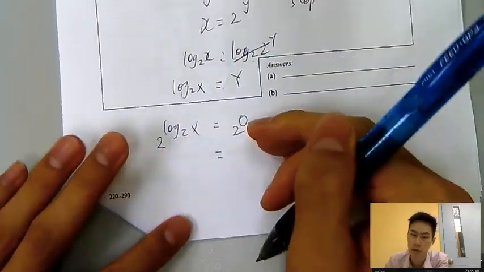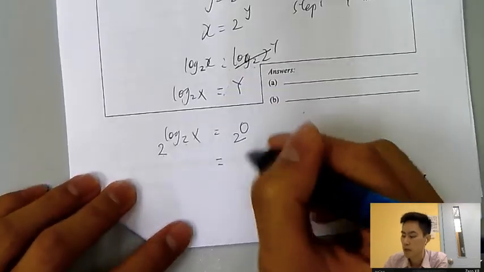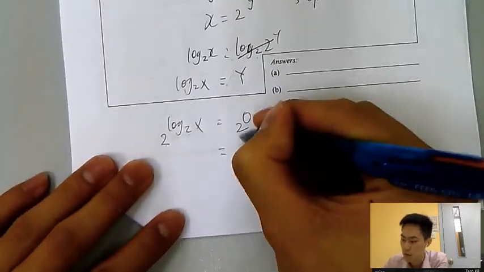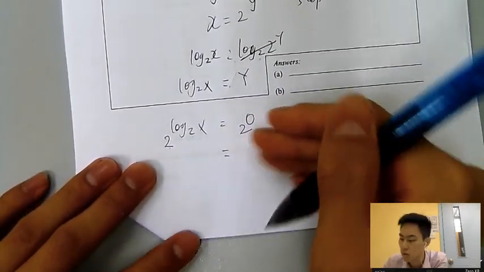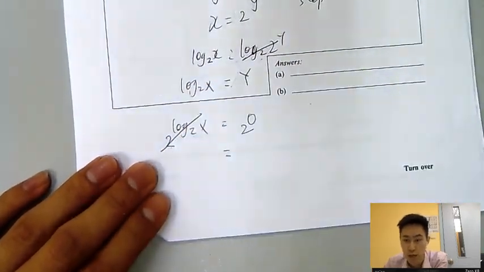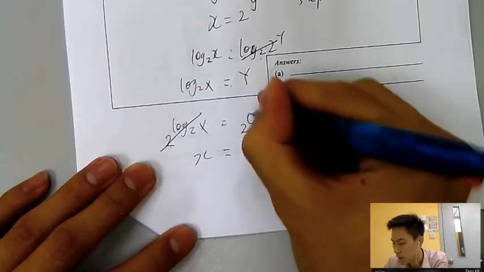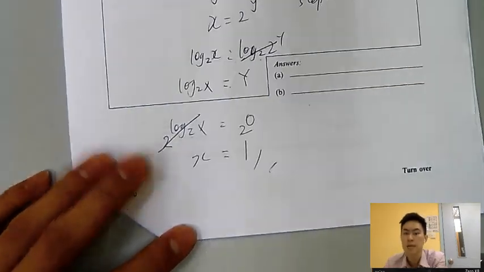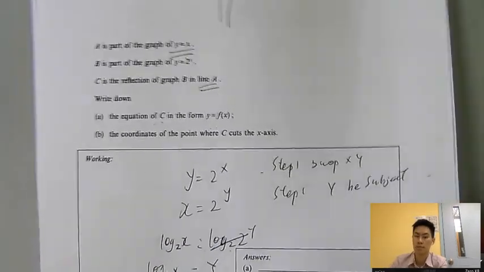But if you haven't learned log, you won't understand this, because in the log notes I've taught this as a special skill. So only Hkexcel students will know this. So 2 power log base 2 cancels out, and it will be just x, and 2 power 0 is 1. So x equals 1.